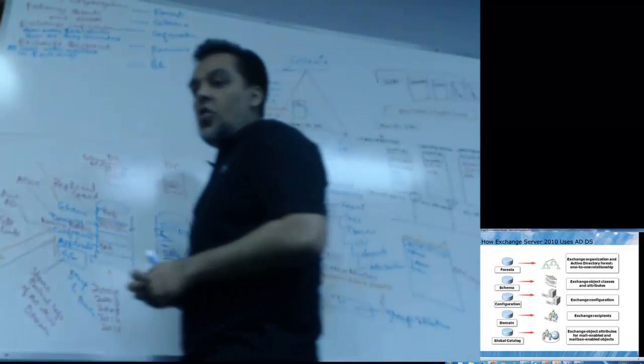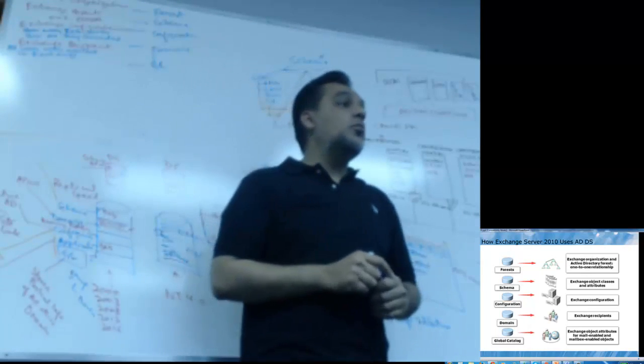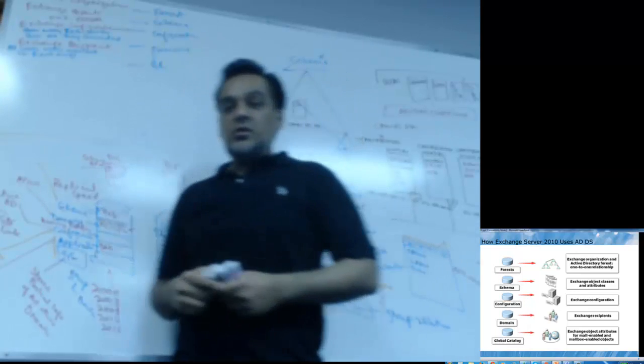So we can remember this: all users with mailboxes in Exchange. And the last one here is Exchange object attributes for mail-enabled and mailbox-enabled clients. All other objects are stored in the global catalog.